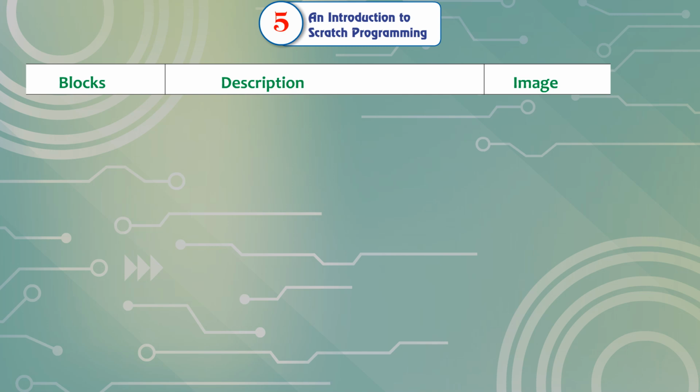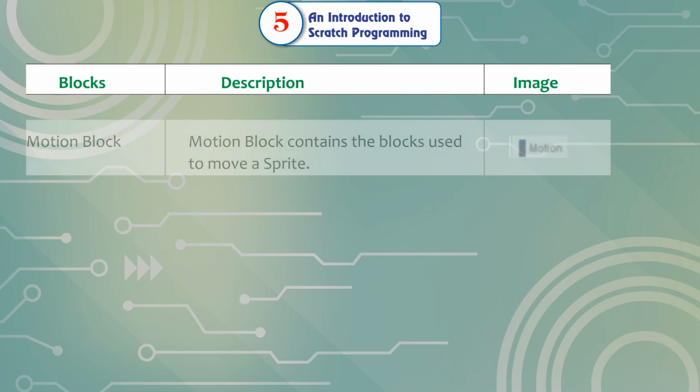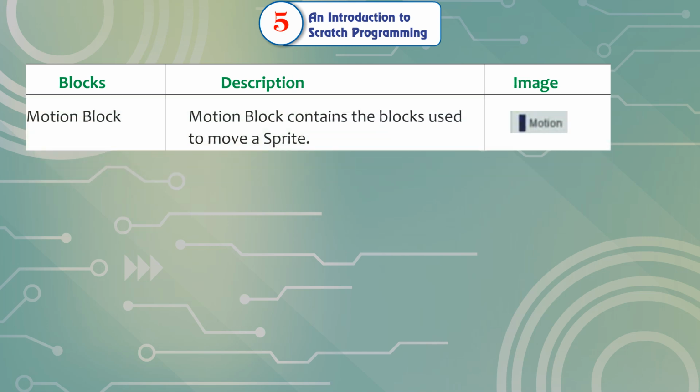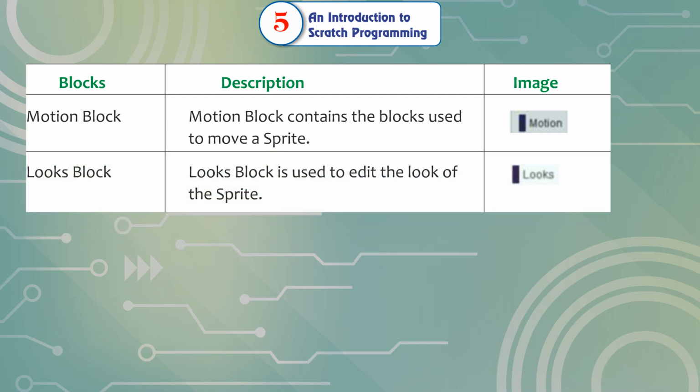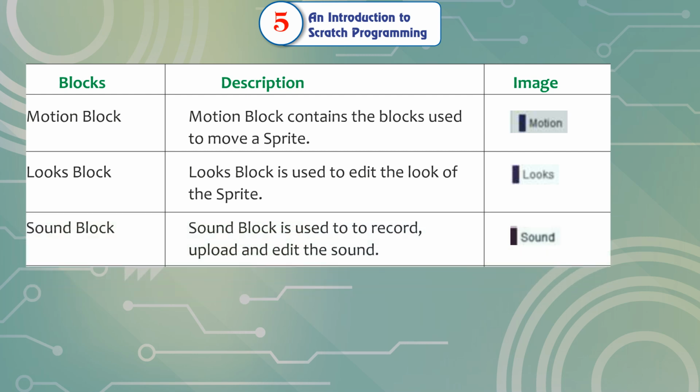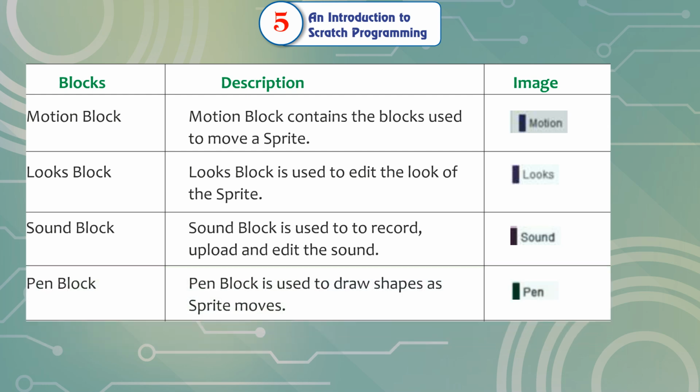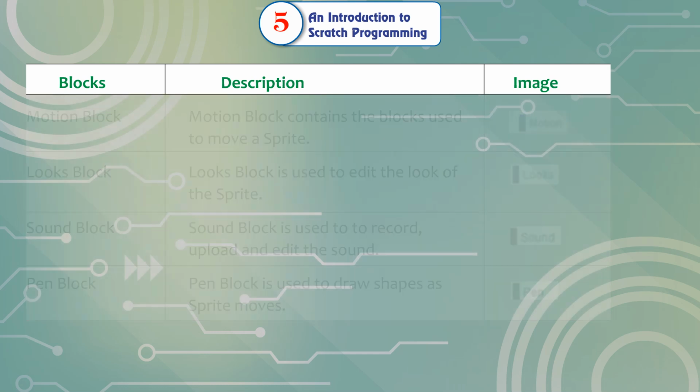Blocks. Description. Image. Motion block. Motion block contains the blocks used to move a sprite. Looks block. Looks block is used to edit the look of the sprite. Sound block. Sound block is used to record, upload, and edit the sound. Pen block. Pen block is used to draw shapes as sprite moves.